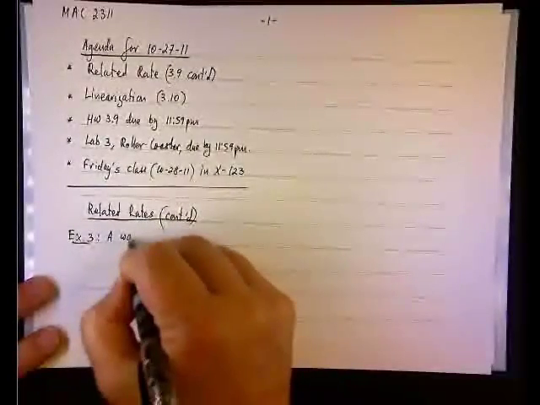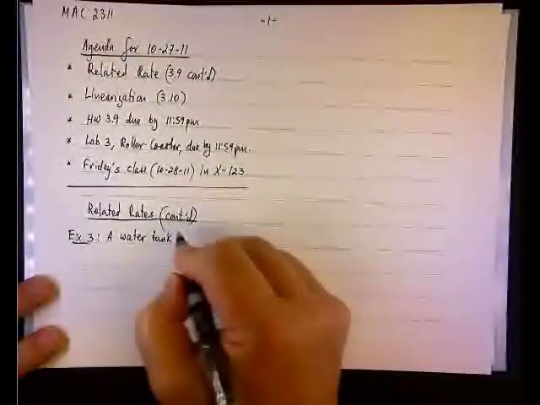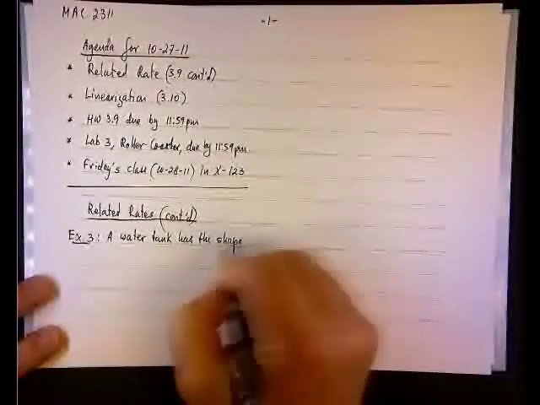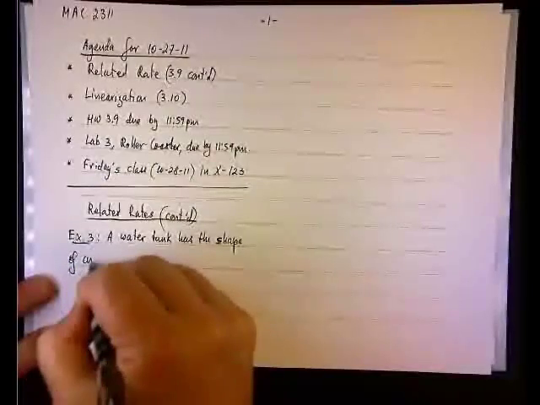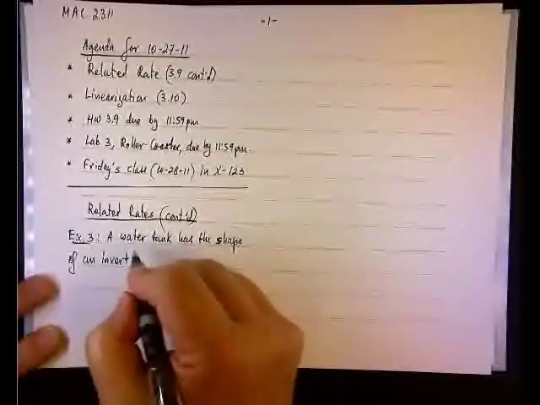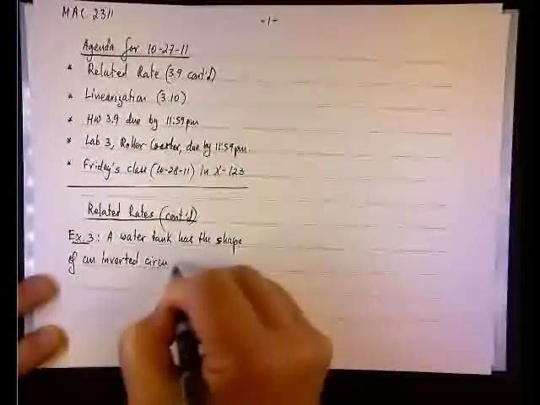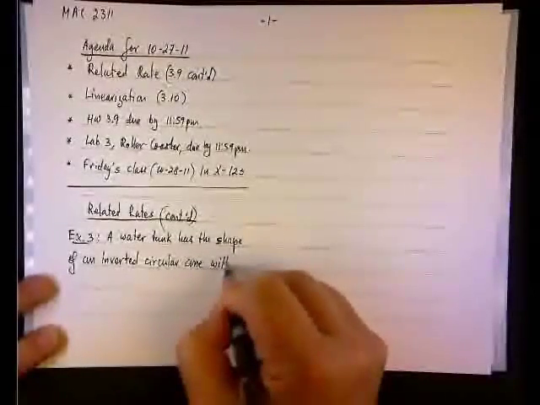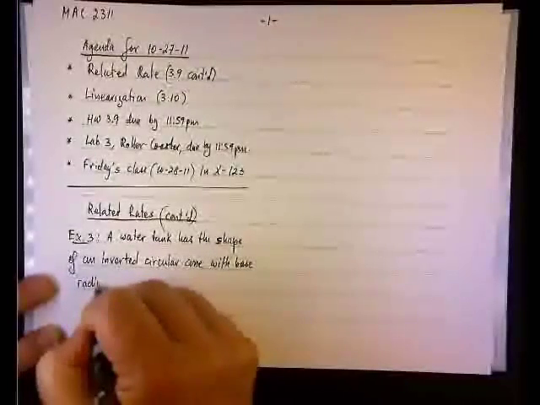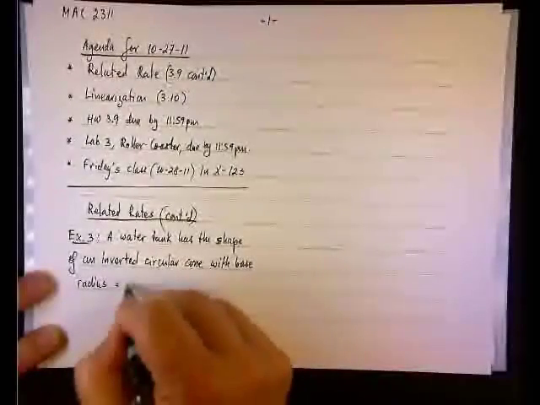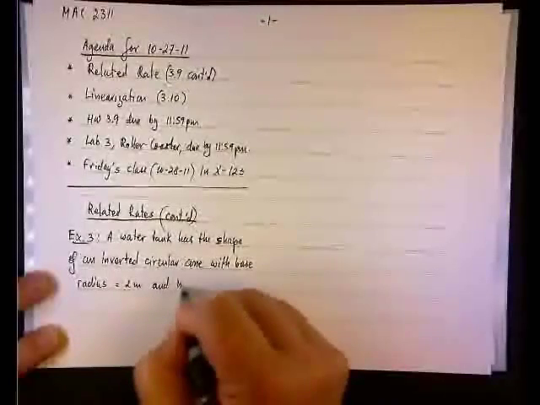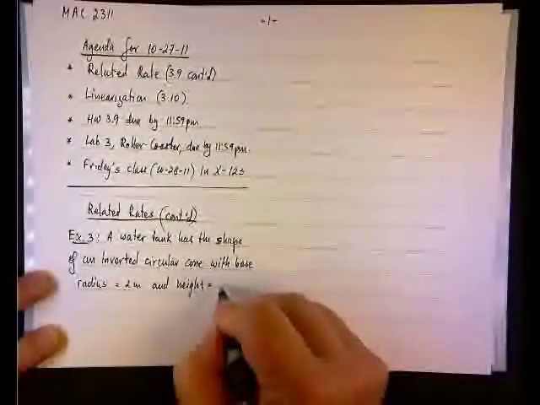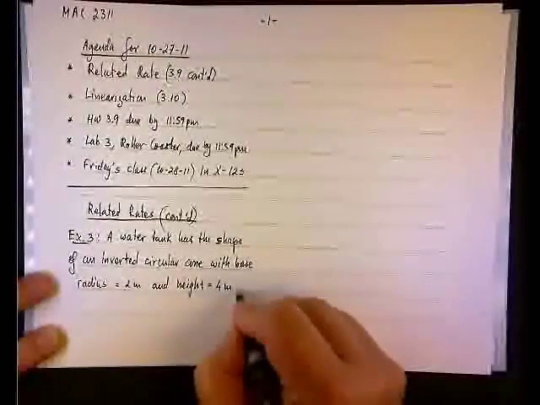A water tank has the shape of an inverted circular cone, with base radius equals 2 meters and height equals 4 meters. Okay? All right, here we go.